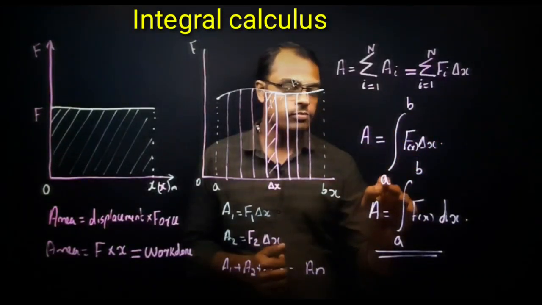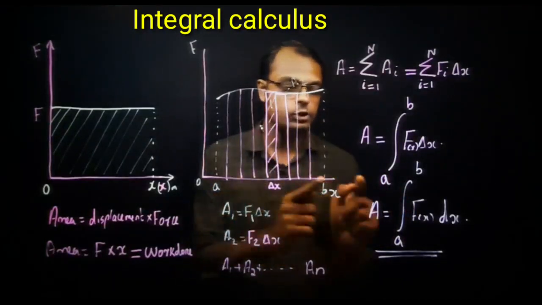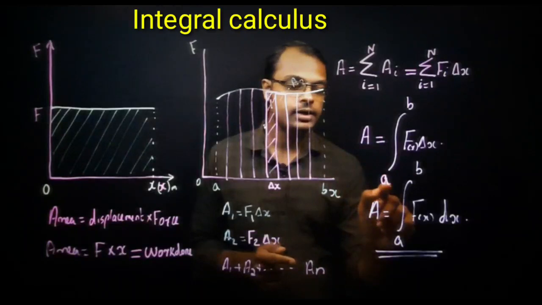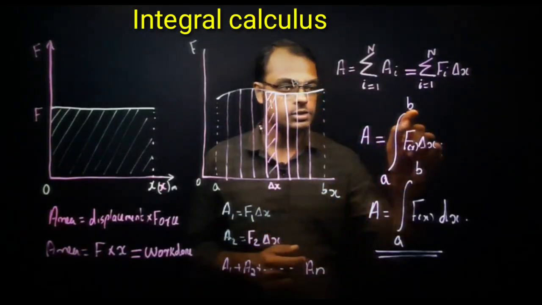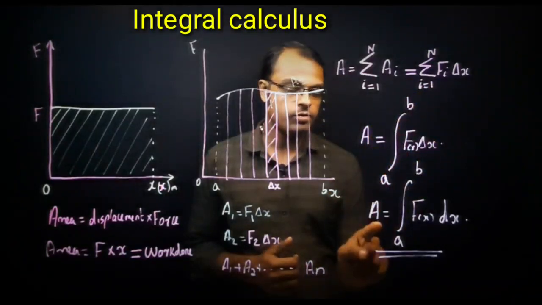Now what is the limit here? A to B. That means it's changing from A to B. So that is called what? Applying the limit. And this is called the lower limit, and this is called what? Upper limit.